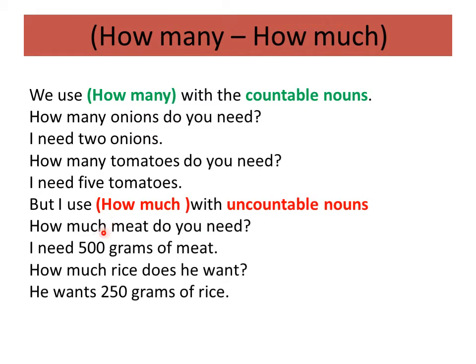But I use how much with uncountable nouns. So I say, how much meat do you need? How much meat? I need 500 grams of meat. I need a kilo of meat. How much rice does he want? He wants 250 grams of rice. So how much for uncountable nouns and how many for countable nouns.